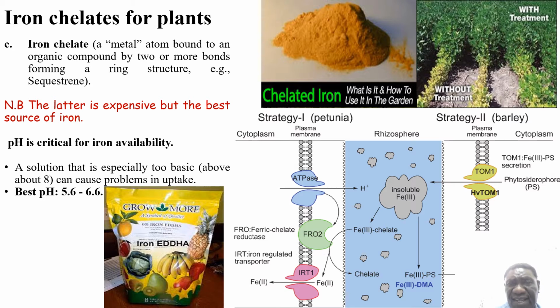Here we've got chelated iron. Then here we've got a plant, I think a crop, where iron was applied, and an area where iron was not applied. You can see very short plants here. I've got also 2 plants, petunia and barley. Petunia acquires its iron in the ferrous state, whereas barley acquires its iron in the ferric state.